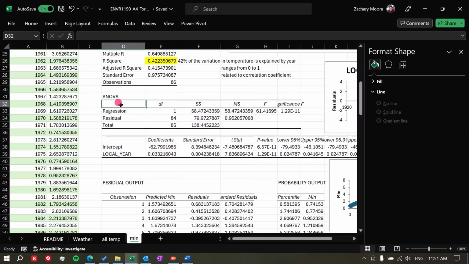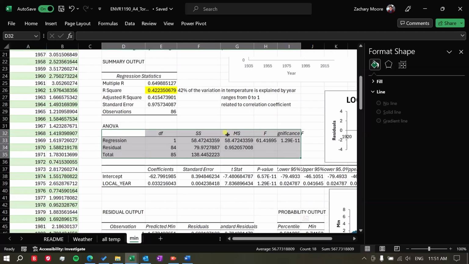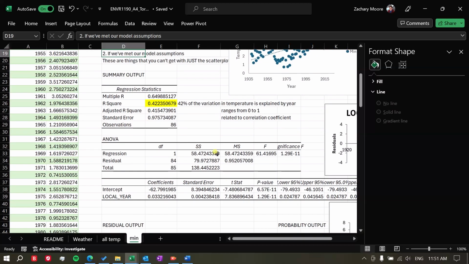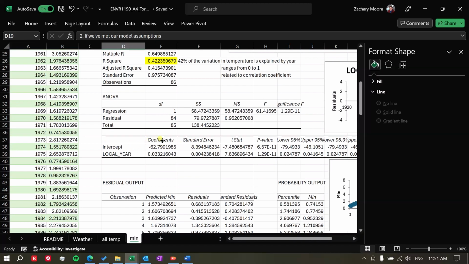Then what we can do is we can go down to this ANOVA table. And there's a lot of information here, but this part up here is basically telling us a lot of the information that it's used to actually fit this model. And this isn't actually too important for our purposes in terms of being able to interpret the things that we want to get at, which is is it statistically significant and have we met our model assumptions? And so what we can do instead is we can go down to here where we have this table and it has intercept and local year. And so what these are is this is our y-intercept b, and this is our slope m when we're thinking about y equals mx plus b.